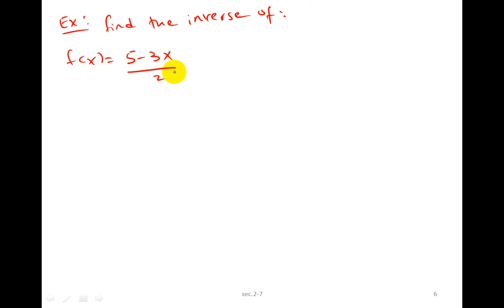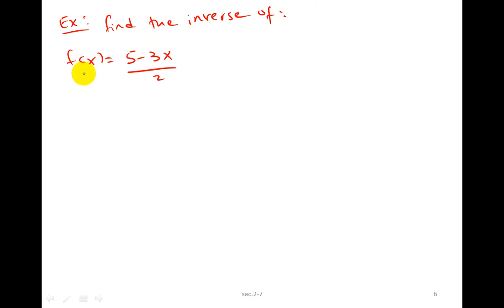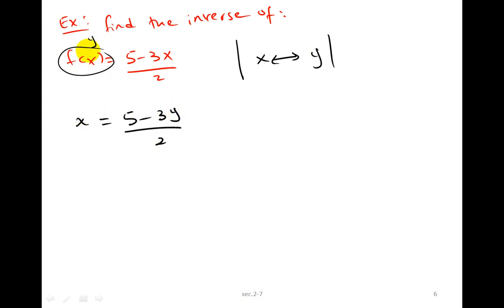Okay, I want to go to the examples actually. I want to show you how to find the inverse. Example. Let's say we want to find the inverse of f of x equals (5 minus 3x) over 2. Okay, you already know that f of x means y. So now change every y to x, and the x's change them to y. The x's make them y and the y's make them x. So this y will be changed to x: x equals (5 minus 3y) over 2. So instead of this y I wrote x, and instead of this x I put a y.